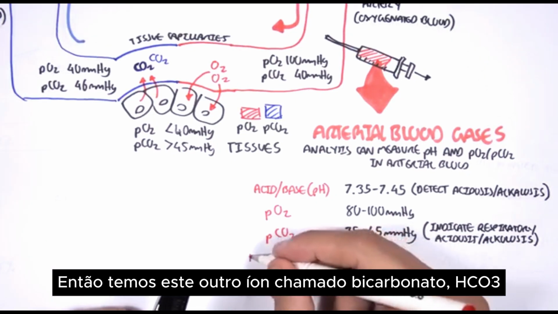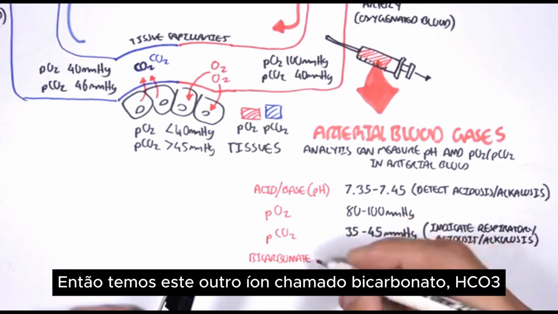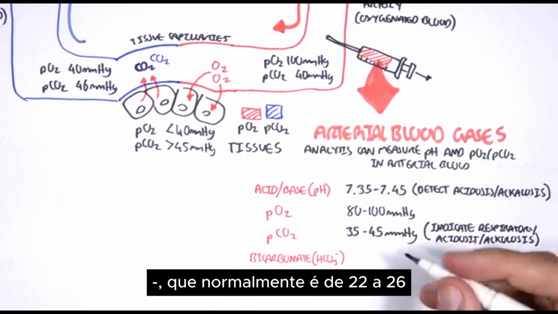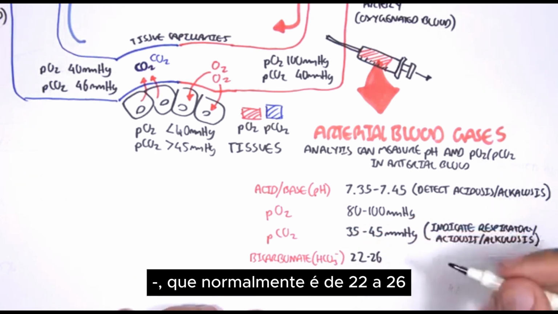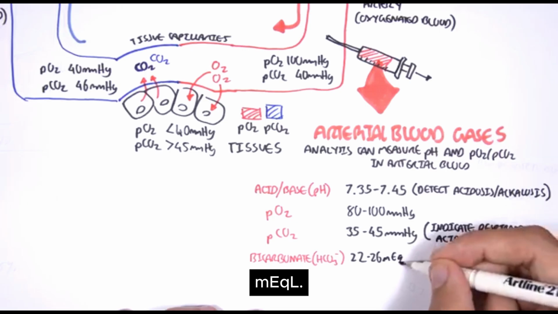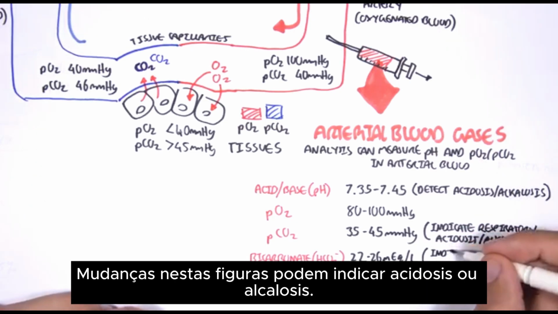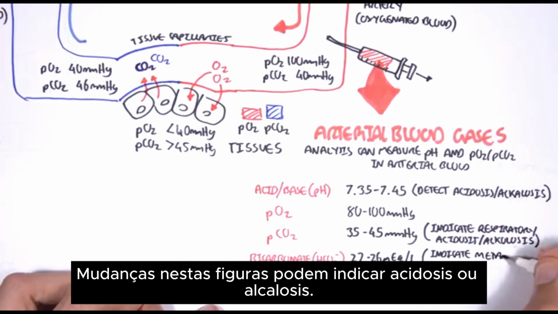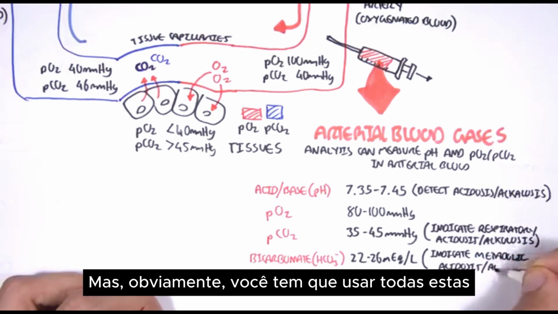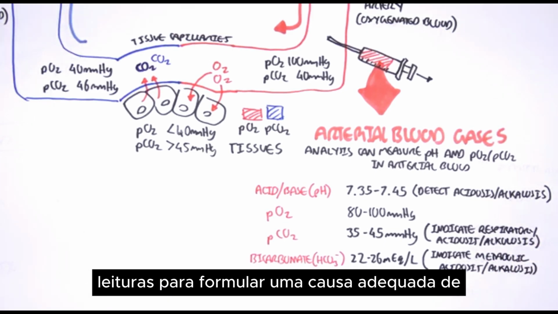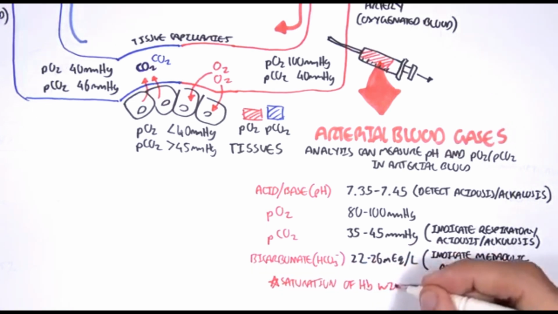Then you have this other ion called bicarbonate, HCO3-, which is normally 22 to 26 milliequivalents per liter. Just remember 22 to 26. And changes in these figures can indicate metabolic acidosis or alkalosis. But obviously you have to use all these readings together to formulate a proper cause of acidosis or alkalosis.